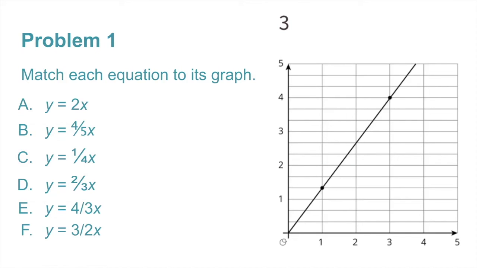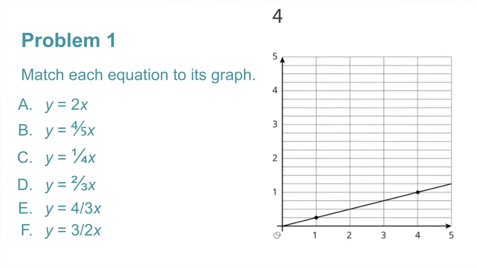Graph number 3. Going up, the units are divided into 3 sections. Here's a rise of 1/3, 2/3, 3/3, 4/3. So the rise is 4/3 and the run is 1. So we're looking for 4/3 over 1, or 4/3 divided by 1. That would be E. Y equals 4/3 x.